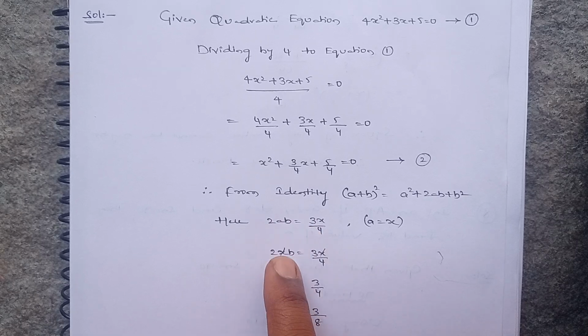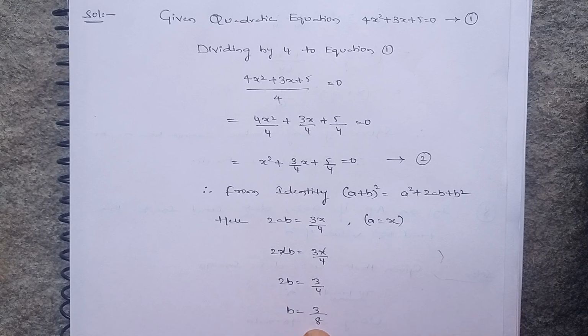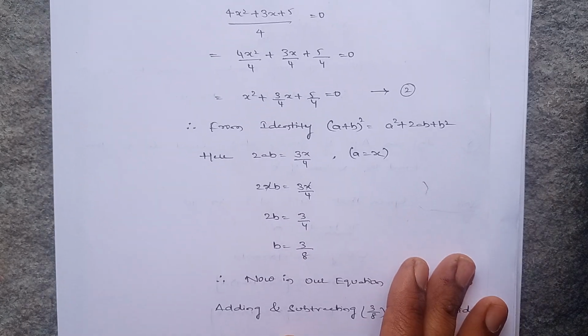So we can interchange the terms. 2 x b equal to 3x by 4. Now 2b equal to 3 by 4, students. Therefore b equal to 3 by 8. b equal to 3 by 8.